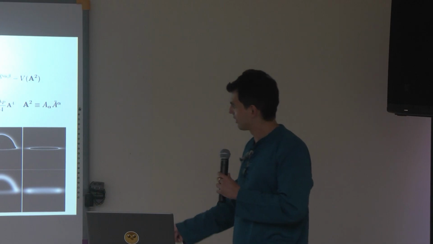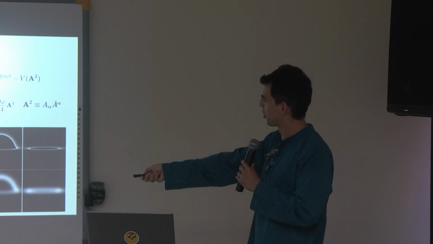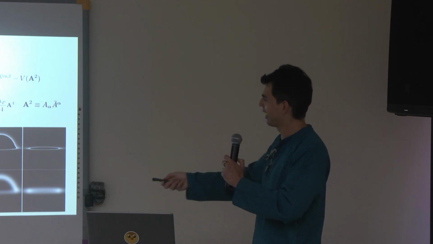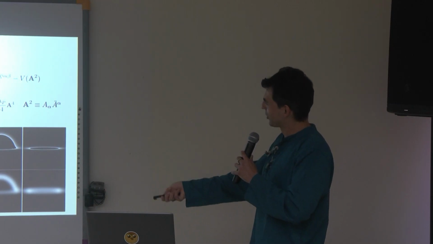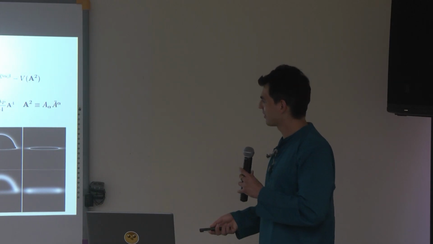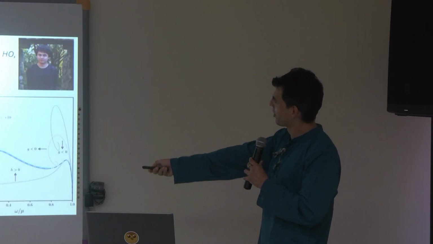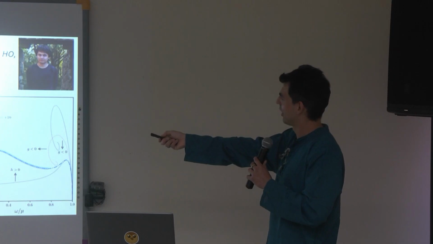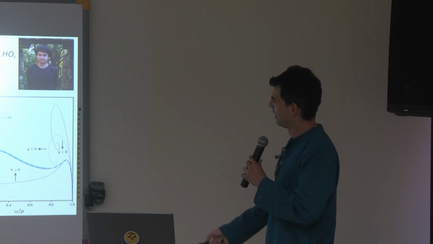So one candidate that was found a few years ago, in 2021, was a Proca star that could theoretically produce a ring of size 6M, so quite a big ring. However, unfortunately, this particular case was soon discovered to be unstable. So in the end, it didn't fulfill one of the requirements of the search. However, a more recent study was led by Víctor Jaramillo and Laura Meneses, then students at UNAM, in collaboration with Darío Núñez and Carlos Cerdeiro.